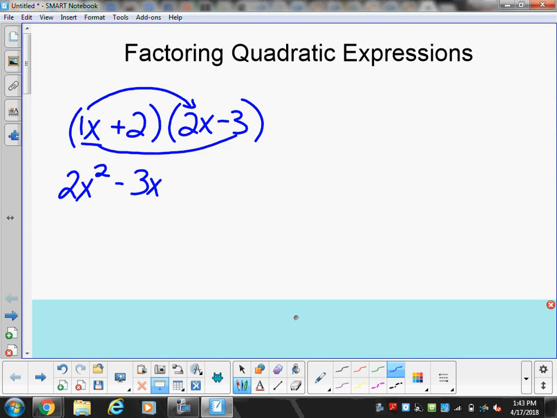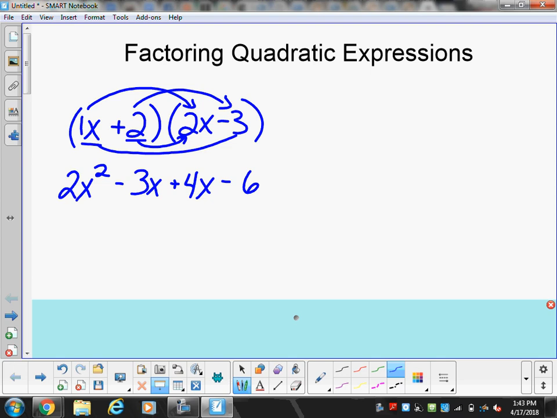Okay, so I multiplied the first term times both. Now move to the second term. 2 times 2x is 4x. And then the 2 I'm going to take times the negative 3, which is negative 6. So that's the distributive piece.